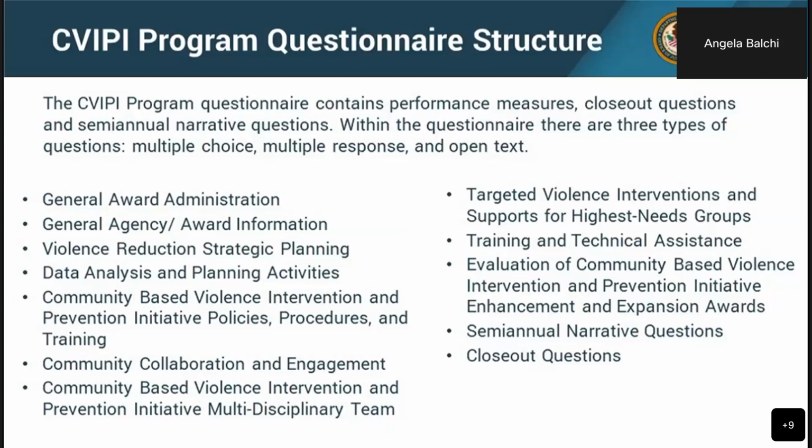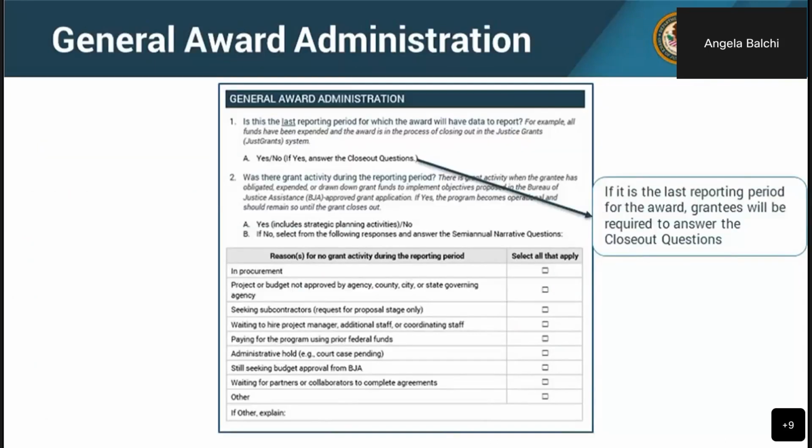Multiple choice questions, where grantees should select the response that best reflects their activities. Multiple response questions, which allow grantees to select all responses that reflect their activities. And finally, open text questions, where grantees may be requested to input numeric or text responses.